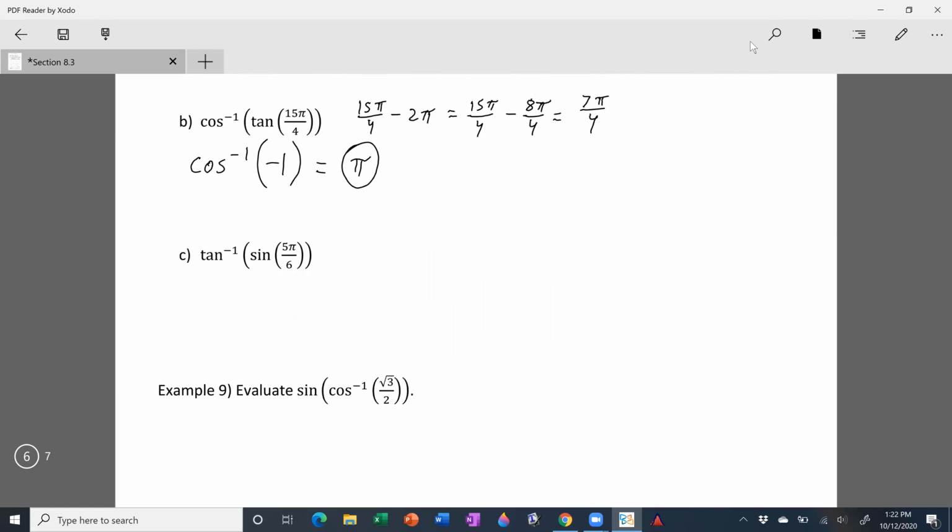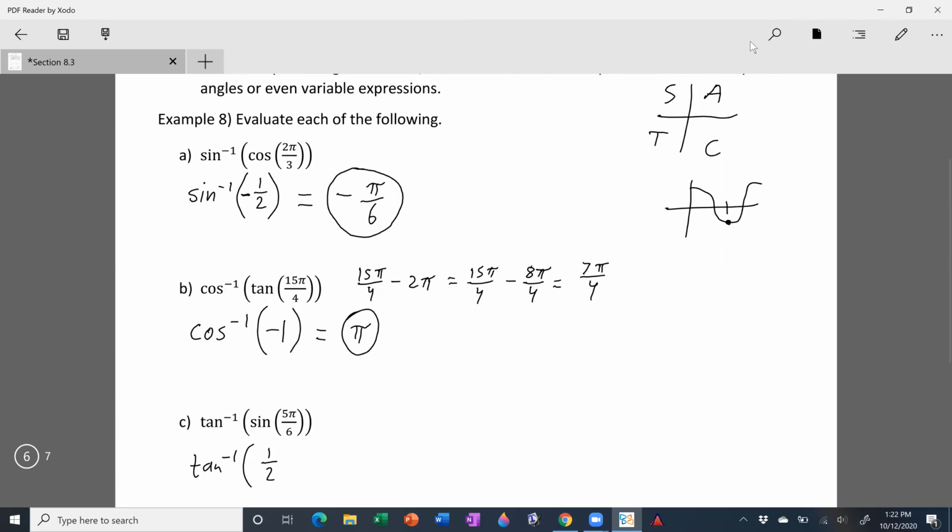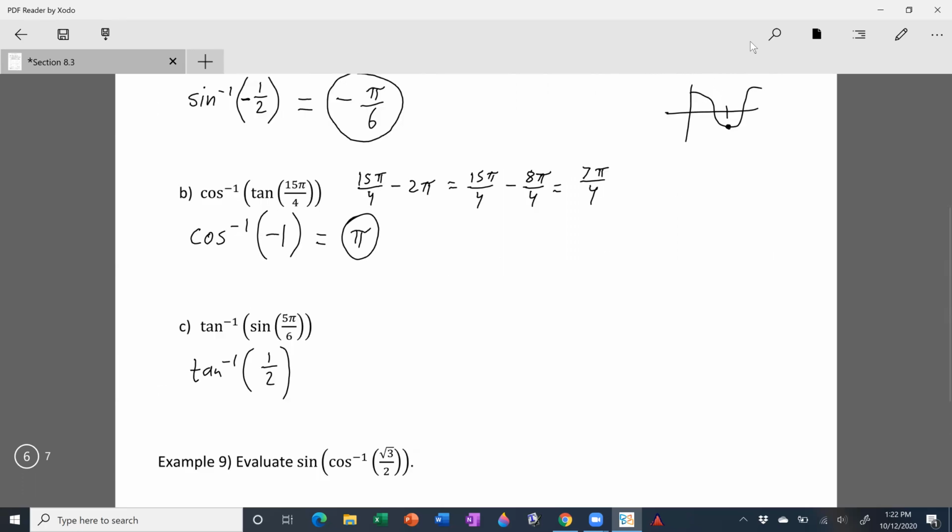Okay, tangent inverse of sine of 5 pi over 6. That's a special angle, so we can do direct evaluation from the inside out. So sine of 5 pi over 6: for pi over 6, I know that sine is 1/2, and 5 pi over 6 is in the second quadrant, where sine is positive. So where does tangent come out 1/2? Well, let's see, does tangent come out 1/2? It does, but that's not a special angle. So for this one, sine of 5 pi over 6, and we need tan inverse of this 1/2 number.